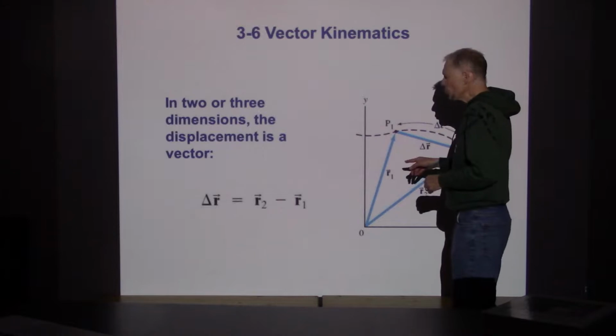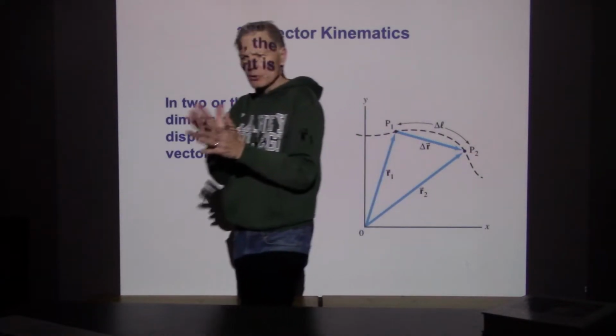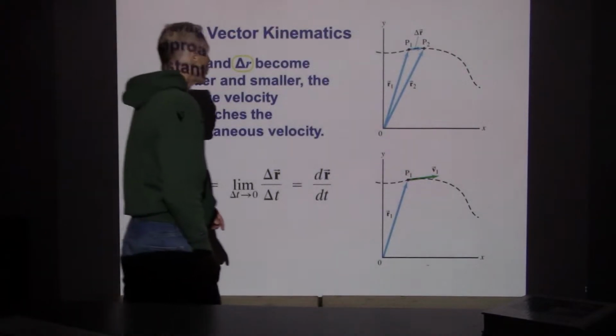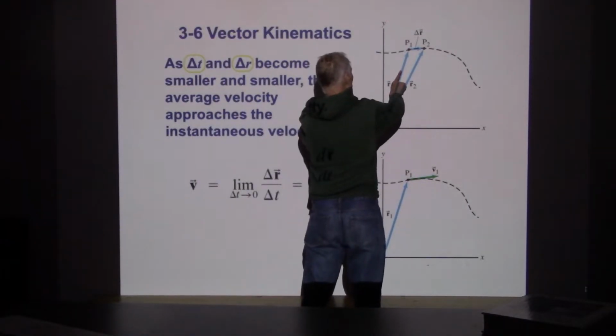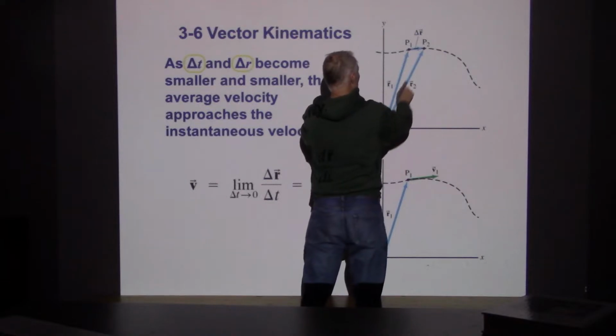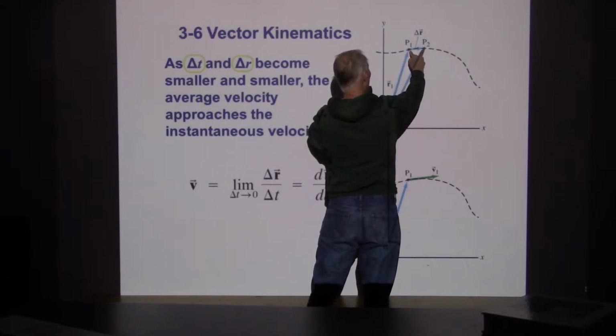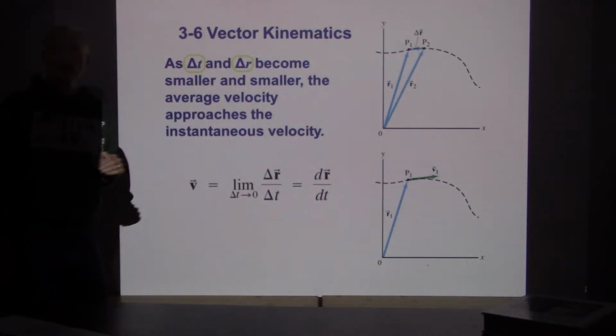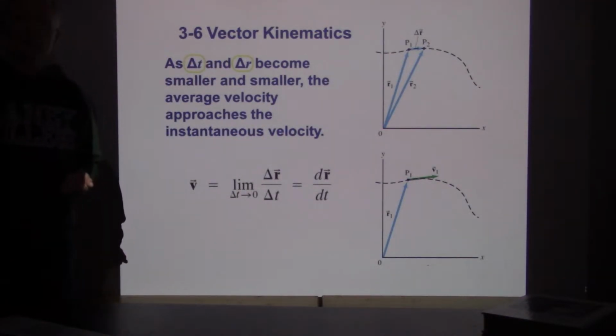Now, as we do this at smaller and smaller time intervals, so let's not wait so long, let's do a displacement measurement here and then a displacement here, the delta r is going to become a better and better representation of the path that we're actually following.